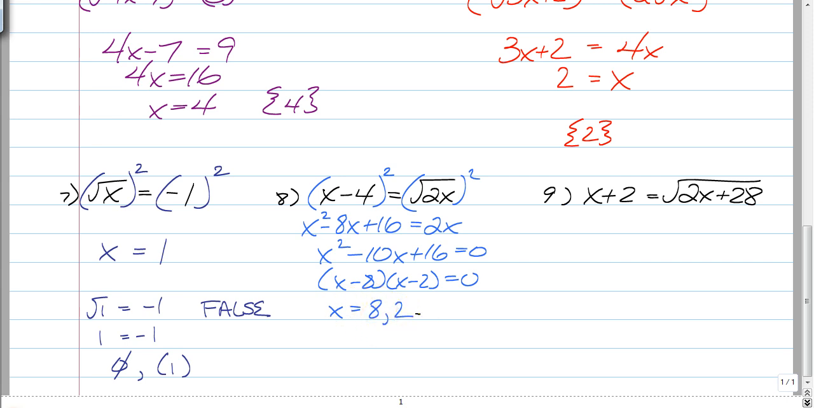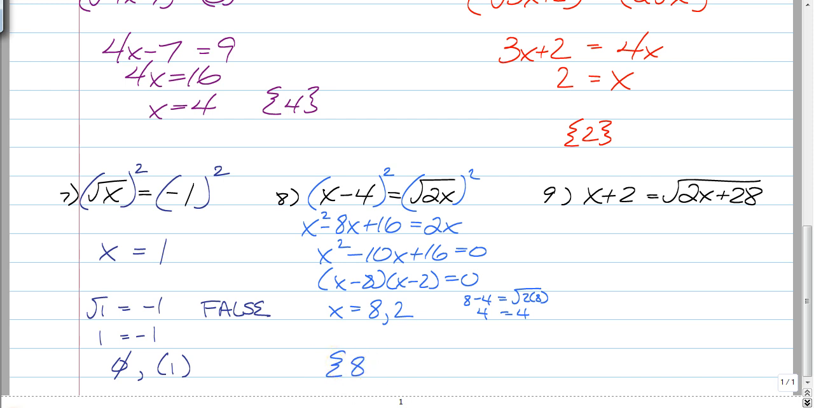So you've got to think about this for a second and see what works and what doesn't work. And what you need to do is substitute back into the original equation. So let's do that. Let's substitute 8 back into the original equation first. That's going to give us 8 minus 4 is equal to the square root of 2 times 8. So 8 minus 4 is equal to the square root of 16, which is 4. So the 8 definitely works.